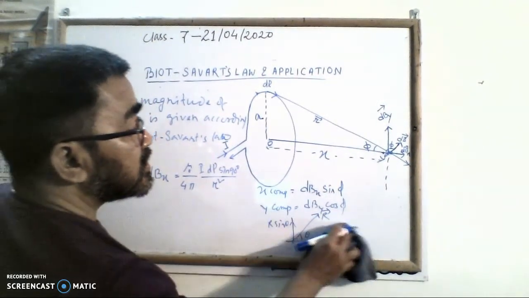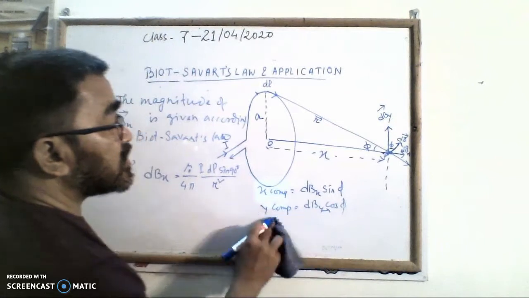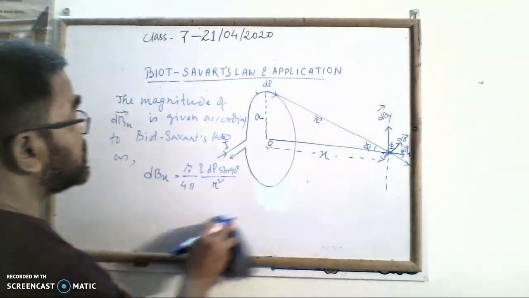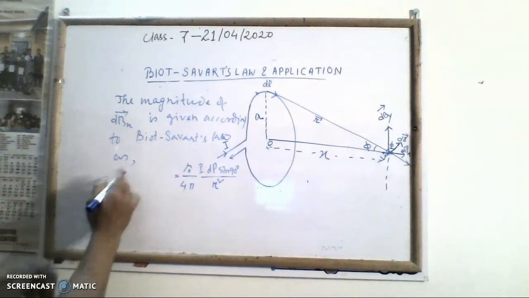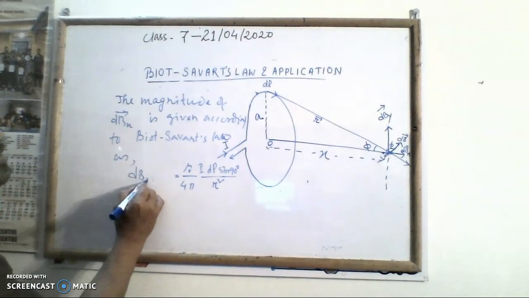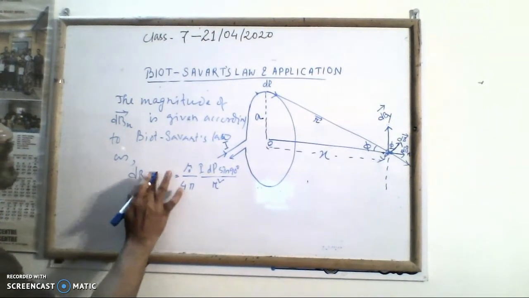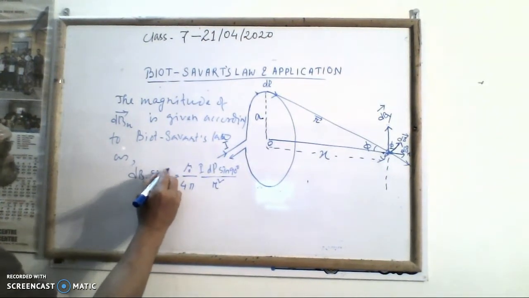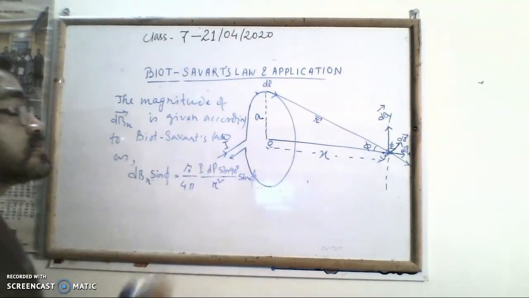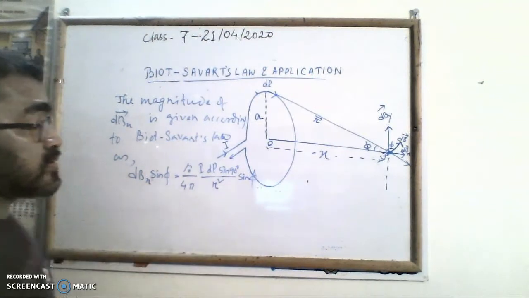Alternate to this. Okay. Next, you come. That is why we have to change this component, dBx, to dB sin phi. Okay, this is sin phi.